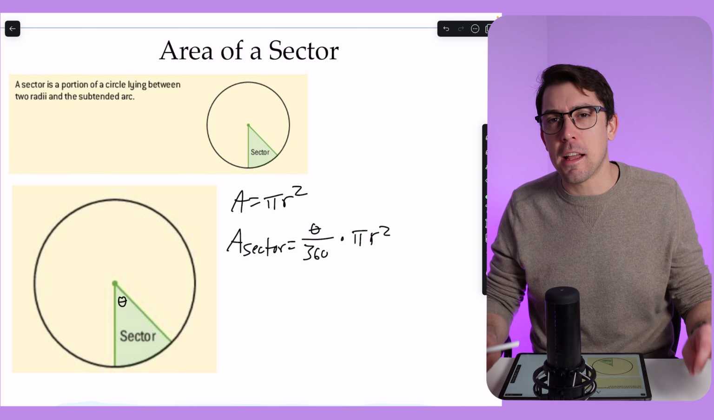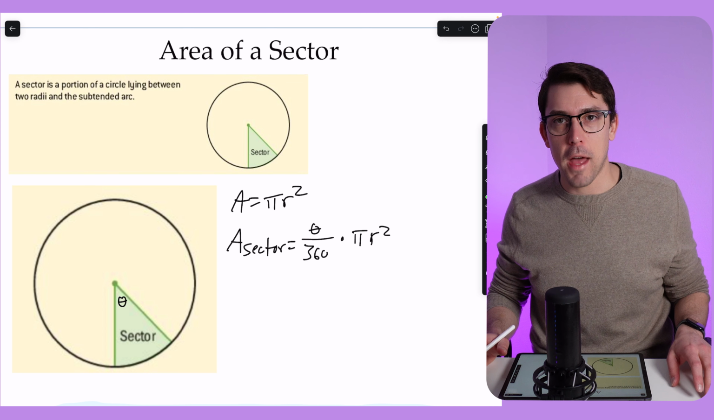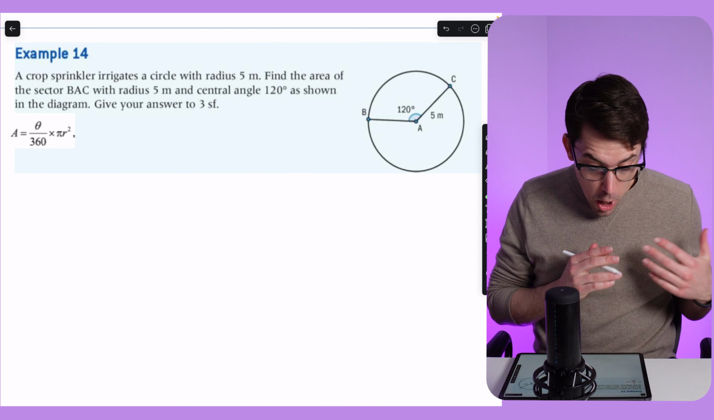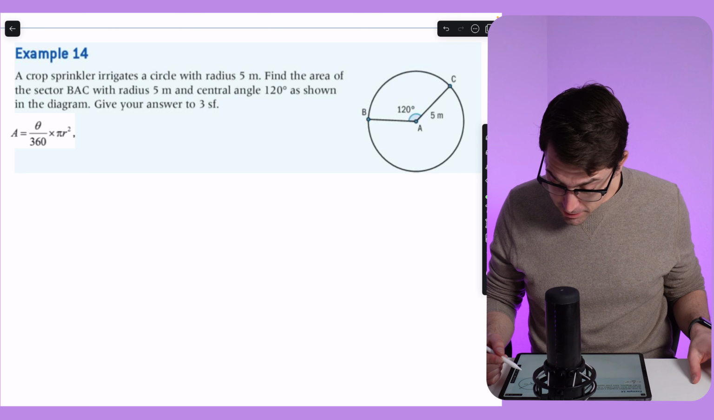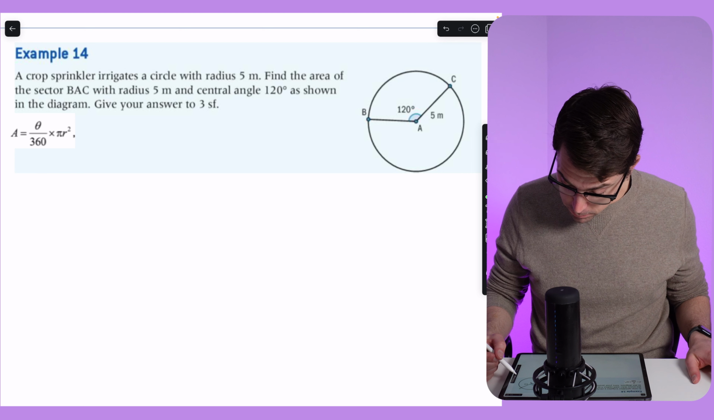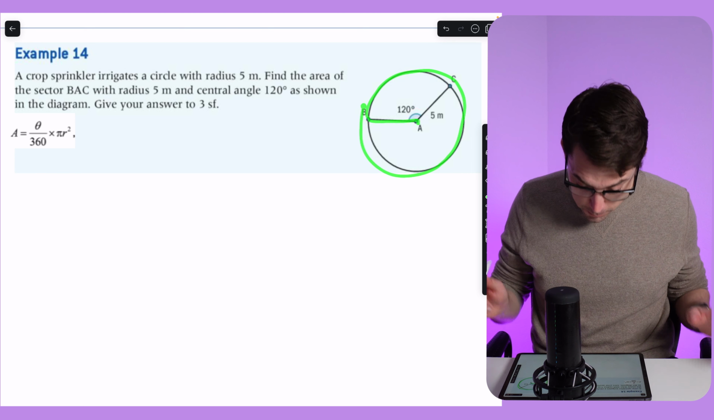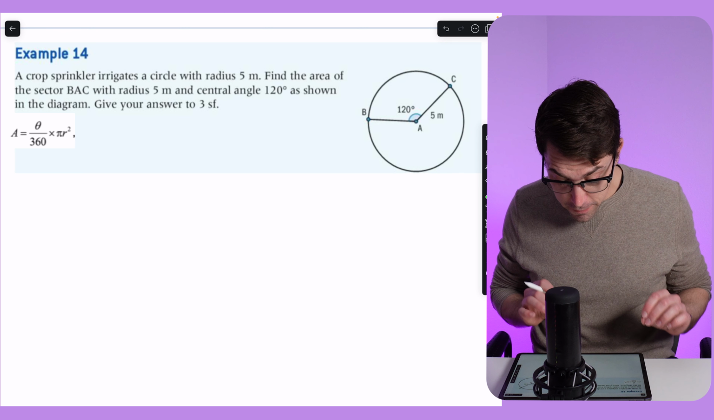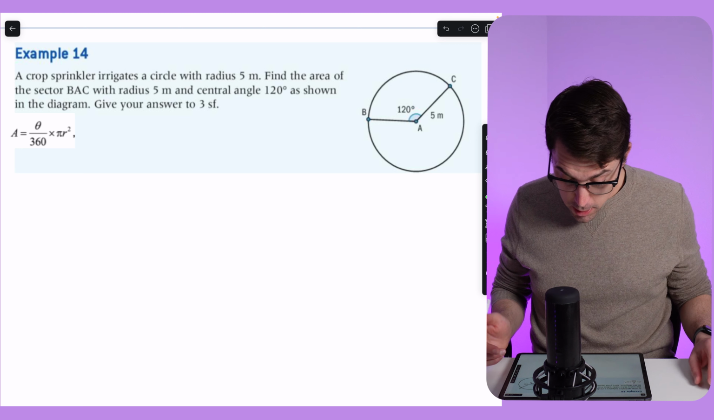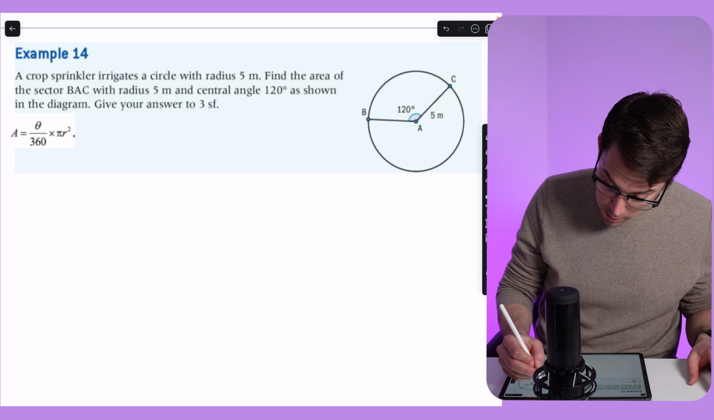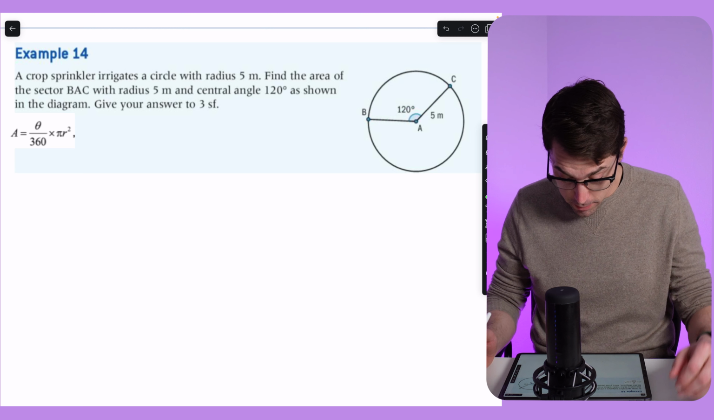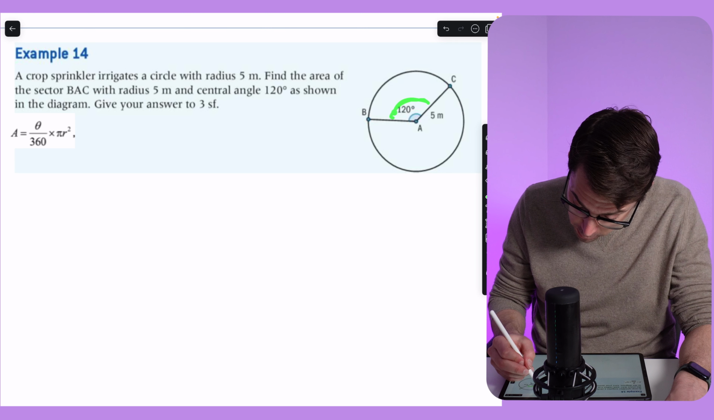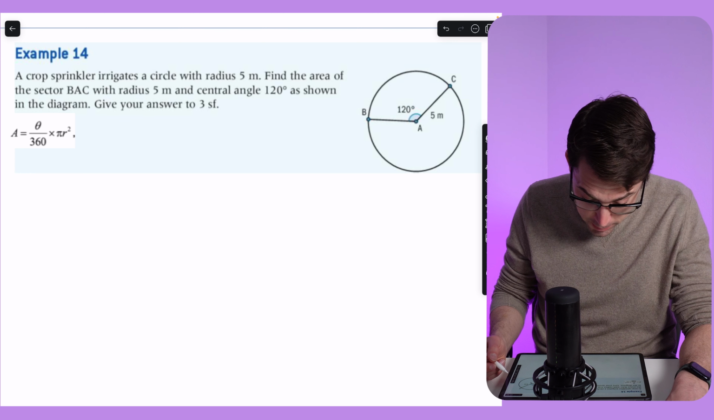But let's take a look at an example to really make sure that this is clear and easy to follow. So in this example, a crop sprinkler is going to be in a circular shape, and it's going to have a radius of 5 from the middle. Okay, so it's kind of just spurting out water all over the place going in a circle. Now, what we want to do is find the area of the sector BAC, because this sprinkler is actually only going to be able to water between 120 degrees of rotation. So we want to figure out what kind of plot of land, what area of grass, is this actually going to be watering. So we know that the central angle is 120 degrees. We know that the radii are 5 meters each.